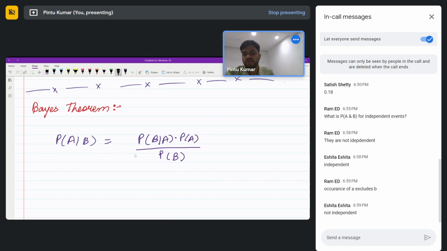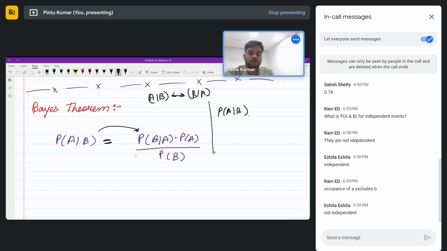Okay, so let's look at it. What is Bayes' theorem? This is the probability of A given B. Overall, this is your Bayes' theorem: let's say you have A given B, and you know the probability of B given A. You want to reach from A given B to B given A, then this is what you use. So this is probability of B given A into probability of A divided by probability of B.